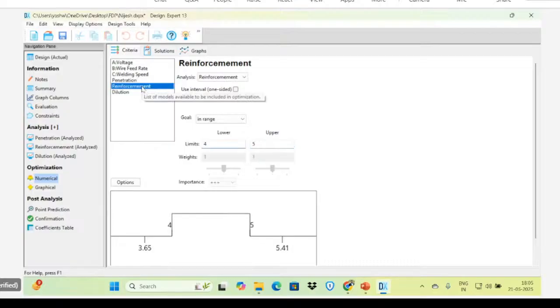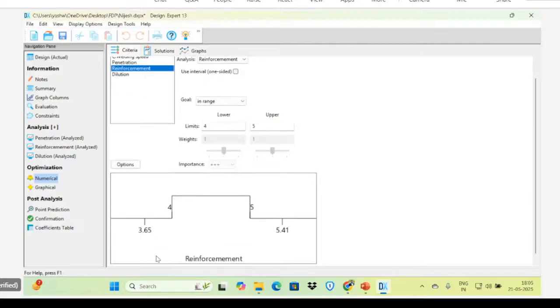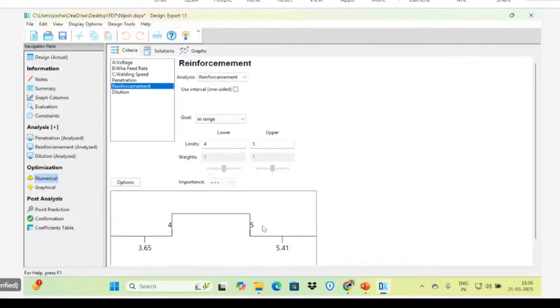And then suppose reinforcement is the other factor. What is our goal? Reinforcement can be maximum. Reinforcement is the height of the top level above the substrate material. So that could be maximum, but I've taken the range of 4 to 5 because our minimum is 3.65 and maximum is 5.41. I have taken 4 mm to 5 mm for reinforcement. If it is in between this, I can get the optimum values.